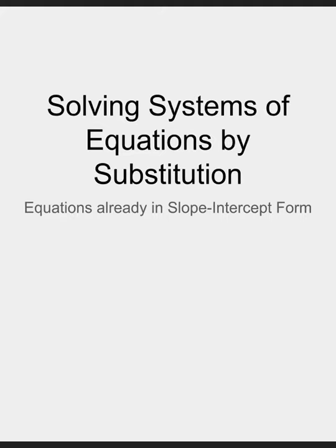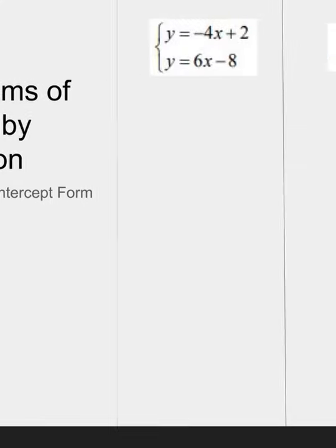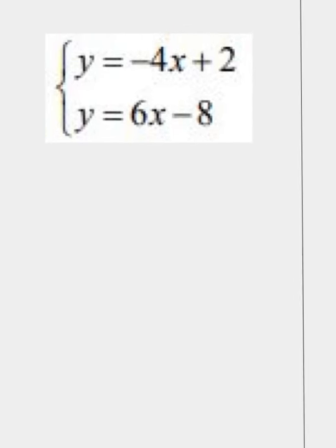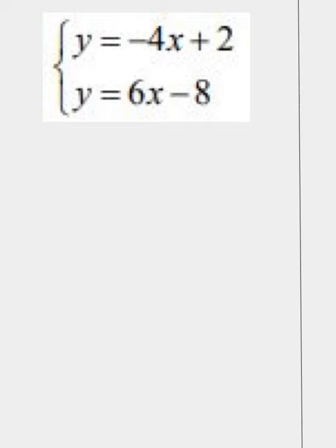All right, so here are a couple additional examples. So if I take a look at this first one, I have y equals negative 4x plus 2 and y equals 6x minus 8. So I'm going to set my equations equal to each other, so that would be negative 4x plus 2 equals 6x minus 8.